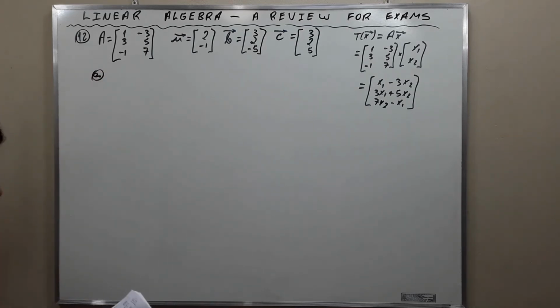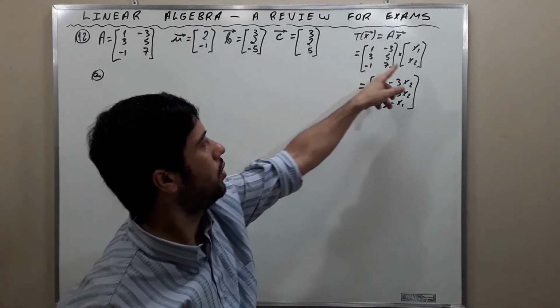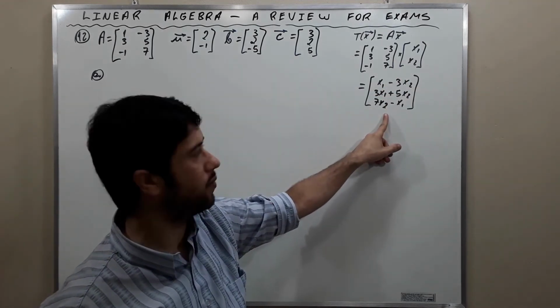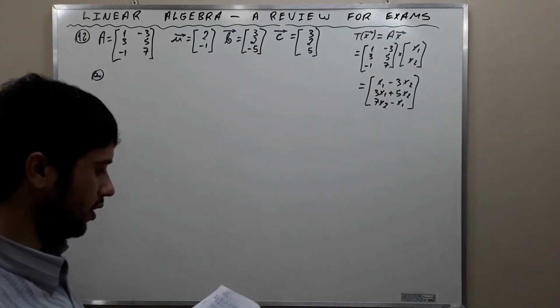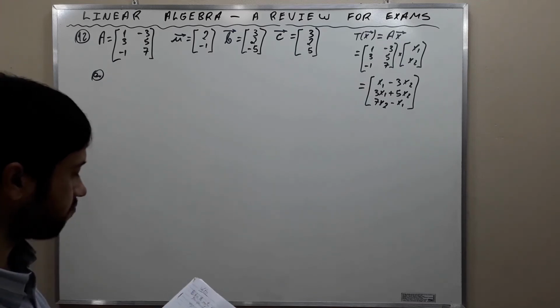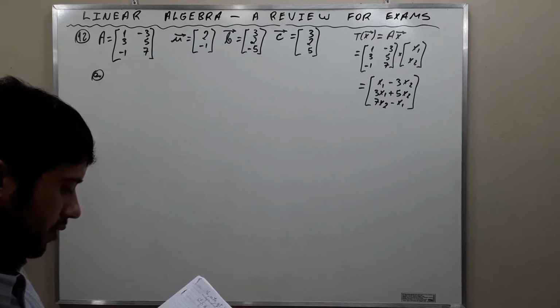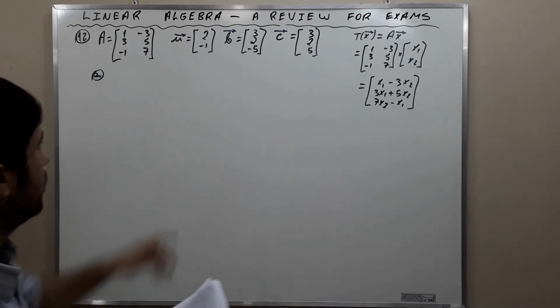A is the matrix that represents the transformation, okay? We apply the transformation to the vector and we get the transformed vector, the vector after applying the transformation. And we want to assess T of U, the image of U under the transformation. We want to find the transformation applied at vector U.